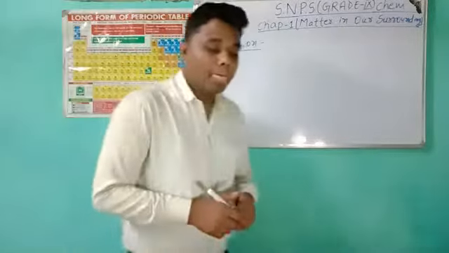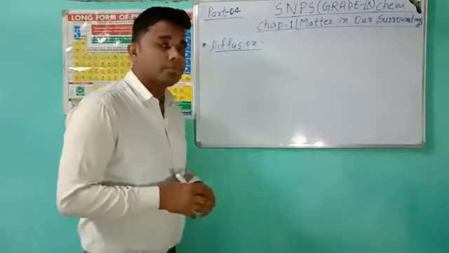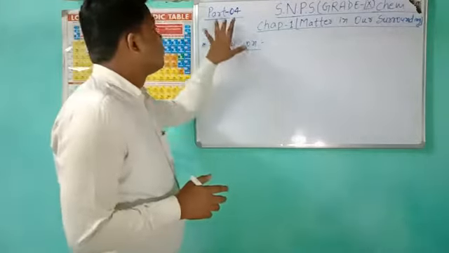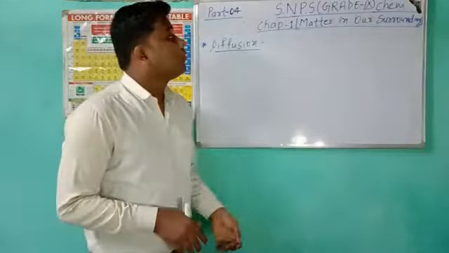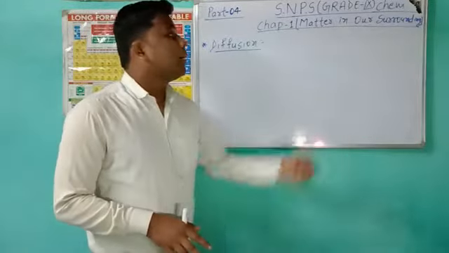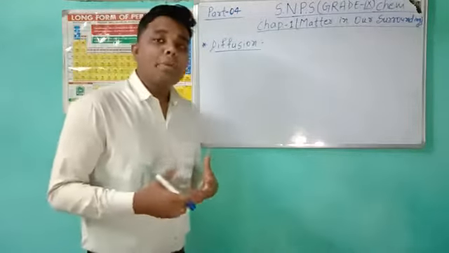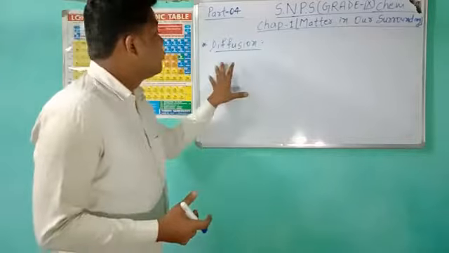Hello students, today we are going to talk about diffusion. This is the fourth part of grade 9 chemistry, chapter number 1, Matter in Our Surroundings. In this topic we will discuss diffusion.